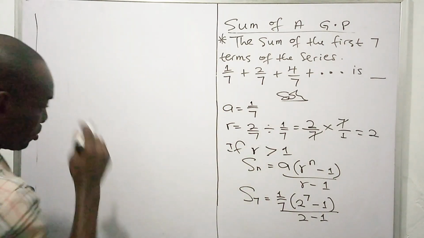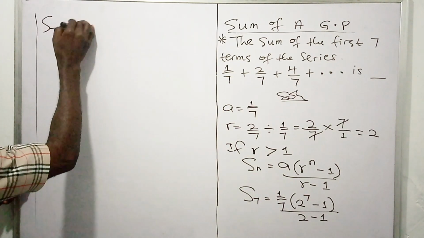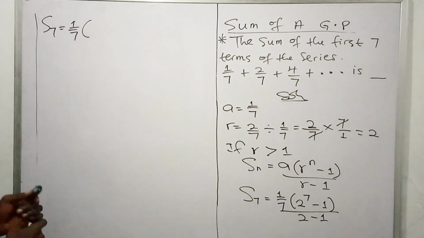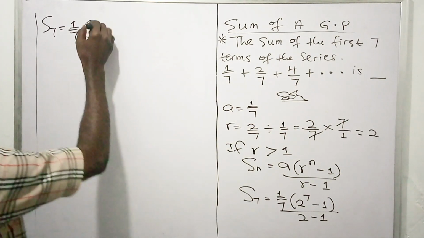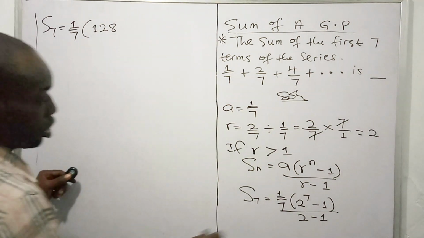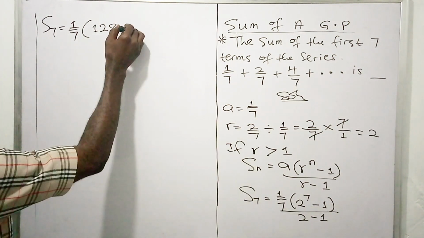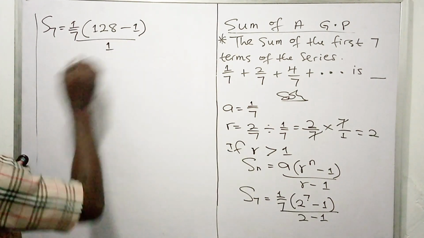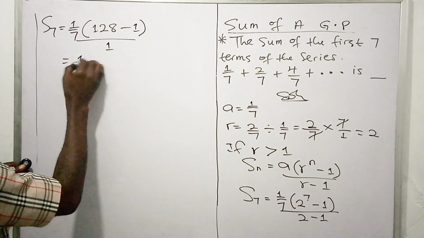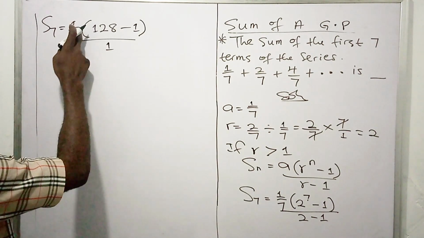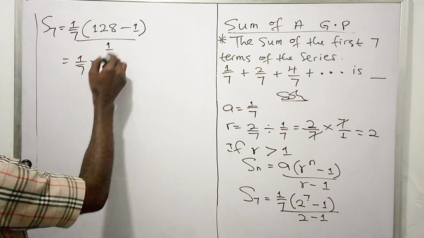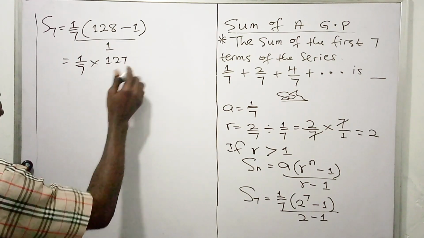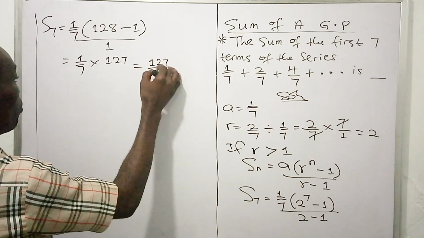So if we come this way, S7 gives us 1/7, then in brackets, 2 raised to the power 7, that will give us 128, if I'm correct. That's 128. If you multiply 2 in 7 places, it's going to give you 128. Then minus 1, close the bracket. Then 2 minus 1, that's 1. So that gives us 1/7. Don't forget that the sign connecting the fraction and this bracket is multiplication. 128 minus 1 is 127. The denominator is already 1, so that will give us the same numerator. So here it becomes 127/7.